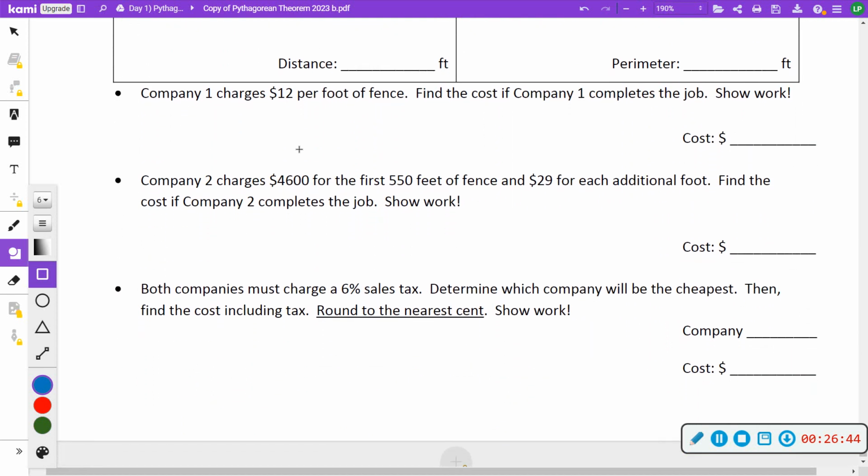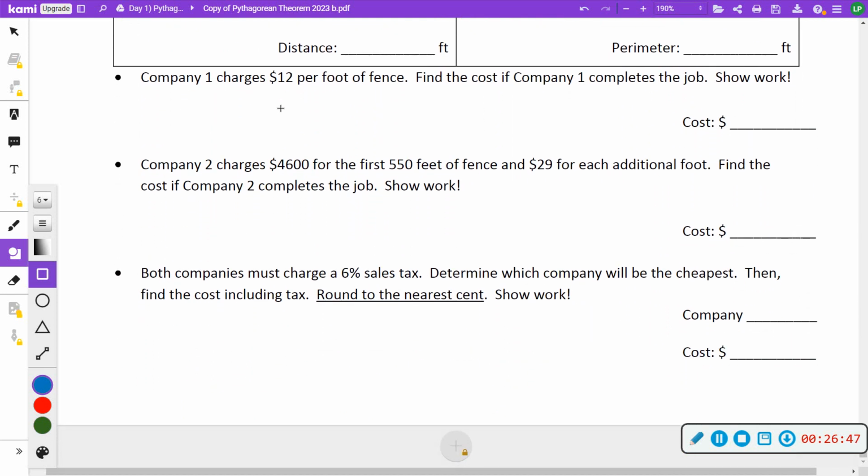And then you're going to compare the cost of 2 companies. And which company would you pick?